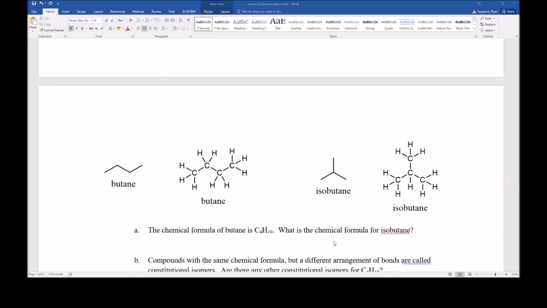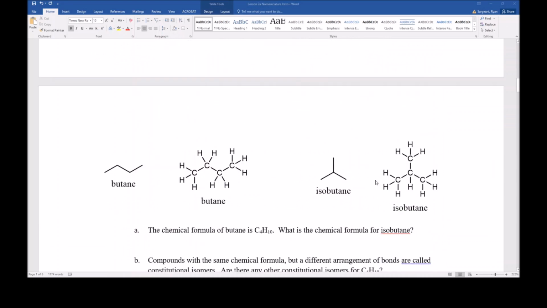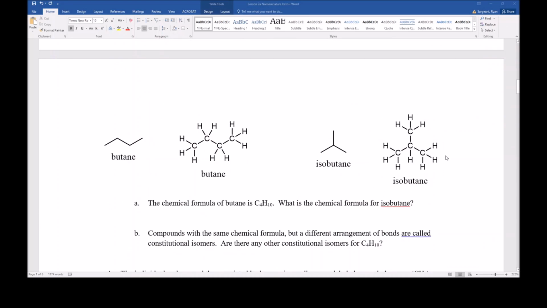And now, what is the chemical formula for isobutane? Well, based on the carbon skeleton diagram, it has 1, 2, 3, 4 carbons. And because it's a linear alkane, 2 times the number of carbons, 4, plus 2 tells me that it should have 10 hydrogens. And when I check the Lewis structure of isobutane, there are 1, 2, 3, 4, 5, 6, 7, 8, 9, 10 total hydrogens. So both butane and isobutane have a chemical formula of C4H10.